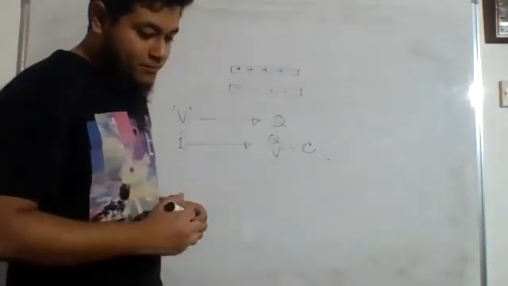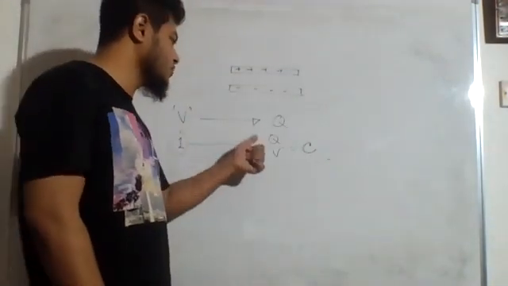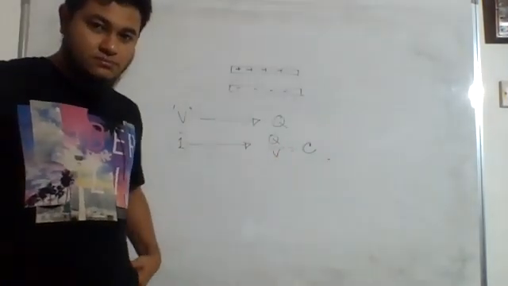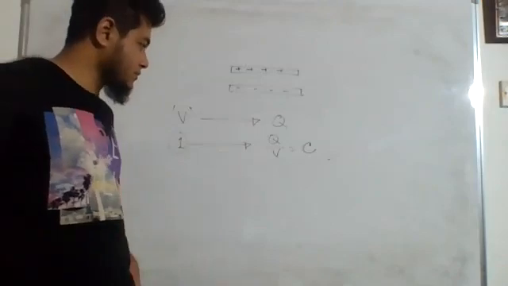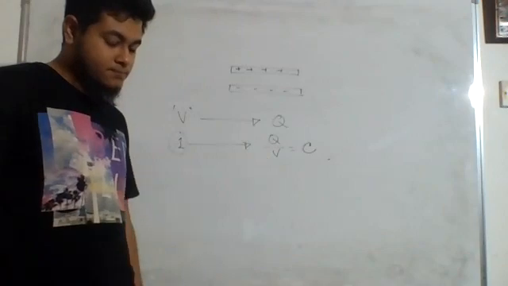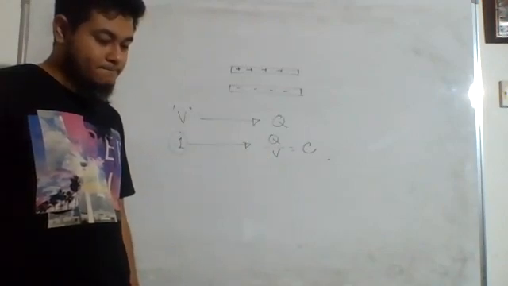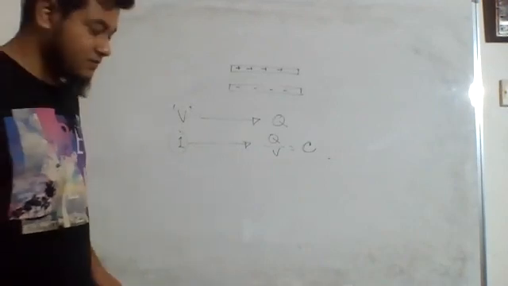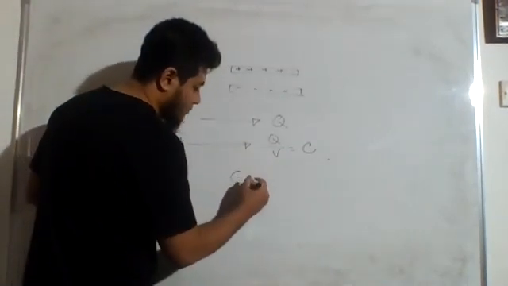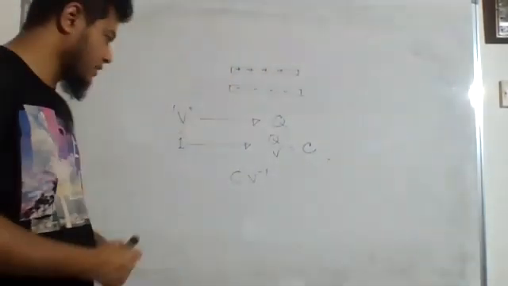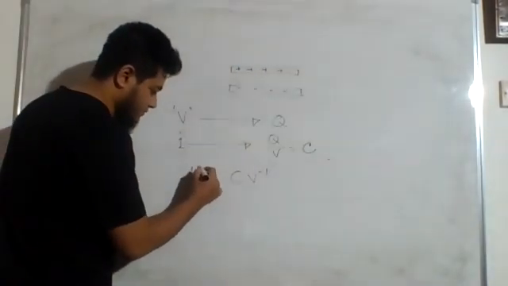Now, can anybody tell me what will be the unit of capacitance from here? Without looking at the book, please try to learn how I can find the unit of capacitance from here. Coulomb volt inverse, 1. Very good. C V inverse, or we can say coulomb per volt. This is also called Farad. 1 F or Farad.